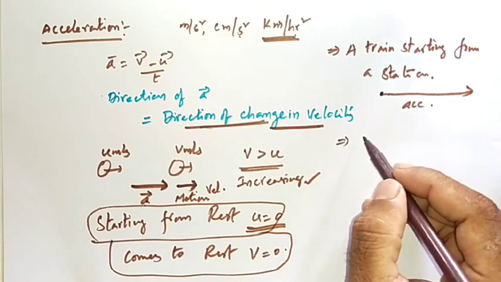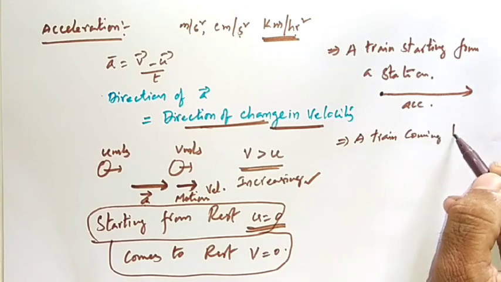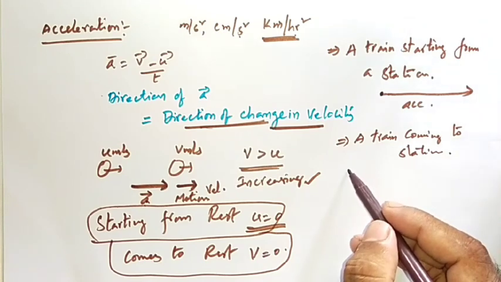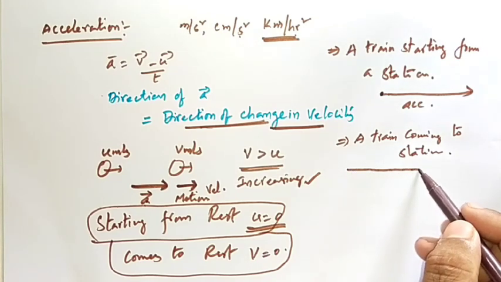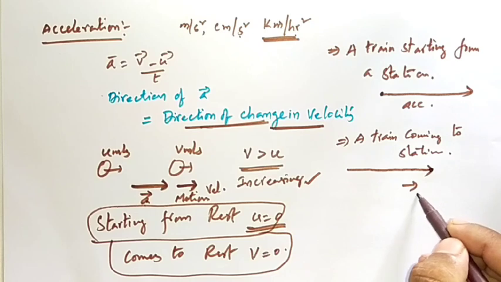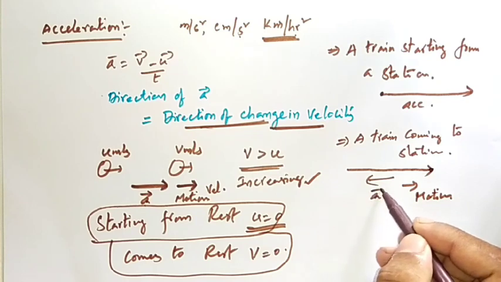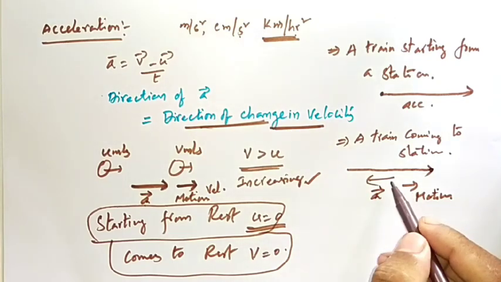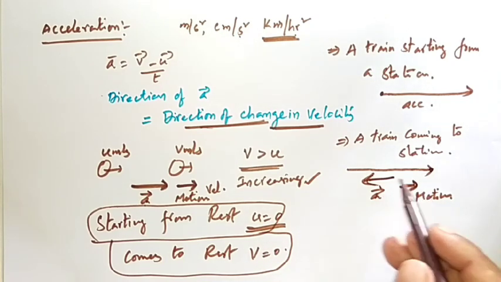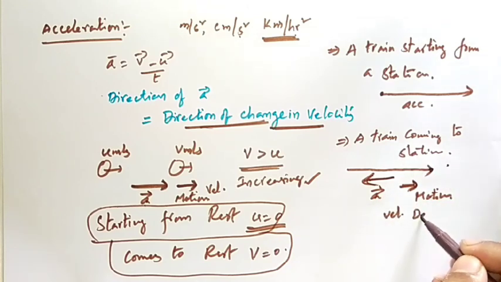Okay. Now a train coming to a station. When a train is coming to a station, it comes fast, slowly decreases and finally comes to a stop. Yes or no? Here this is the direction of motion, but what is the direction of acceleration? Direction of acceleration is this. Here the direction of acceleration and motion are different. Here the body's velocity is decreasing.